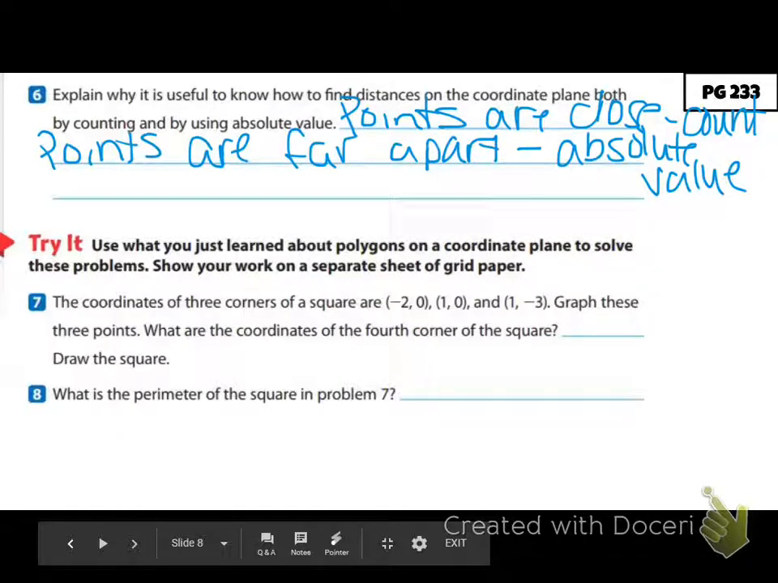So, now let's take a minute and go through the try it. I want you to use what we talked about above and go ahead and complete 7 and 8. So pause the video, work your way through these. You can draw just a small little coordinate plane down in the corner. And when you're done, then you can resume the video to check your answers.